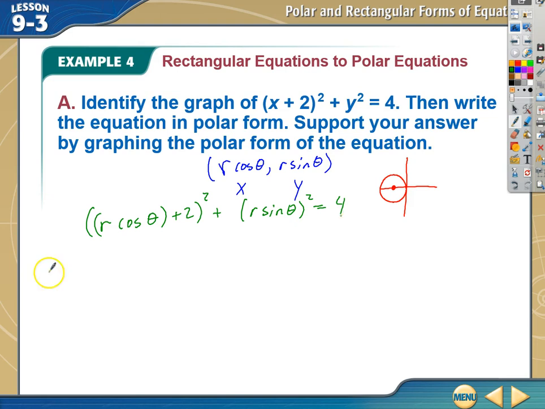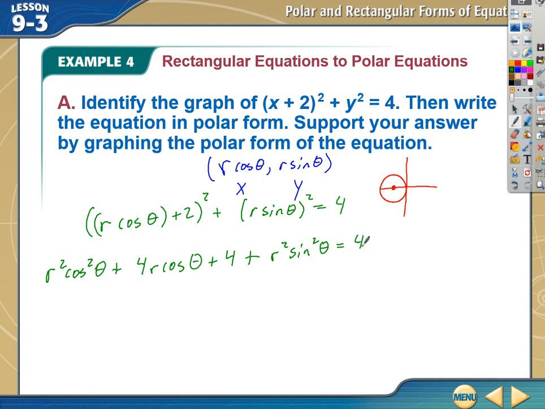When I use FOIL, I get r squared cosine squared theta plus 4 r cosine theta plus a 4. So I FOILed this part first, plus, well then I just square this, that's r squared sine squared theta is equal to 4. You're going, wow, that really didn't help a whole lot.